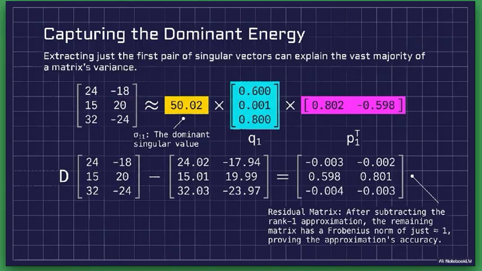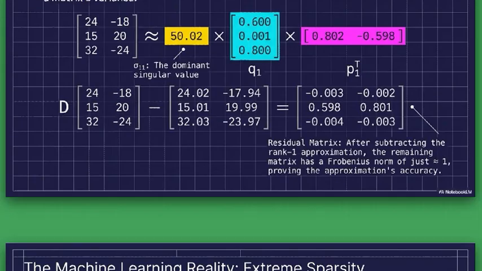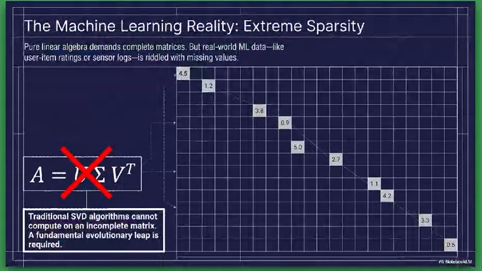When the picture is 99% empty space, a fundamental evolutionary leap is required. We had to move away from pure analytical math and pivot to optimization. Here's where it gets really interesting. To handle this missing data, Matrix Factorization frames the problem entirely differently. Instead of trying to mathematically solve the whole matrix at once from the top down, it learns the latent factors, U and V transposed.